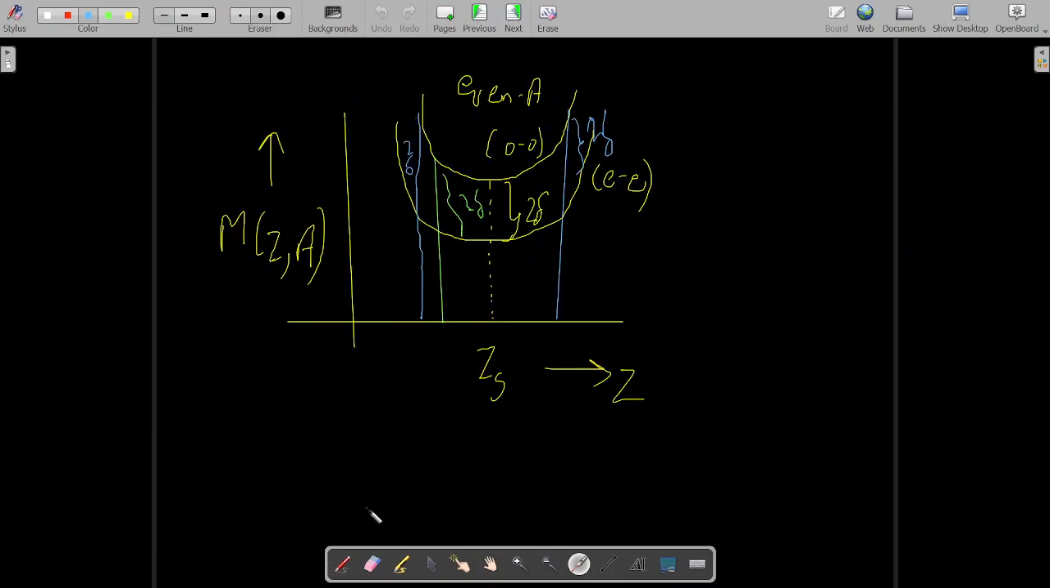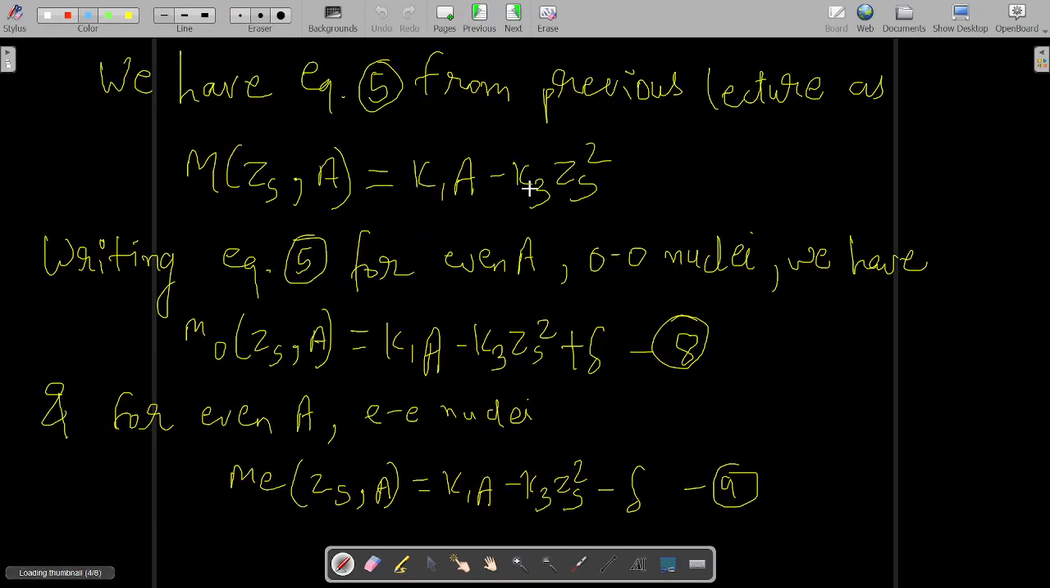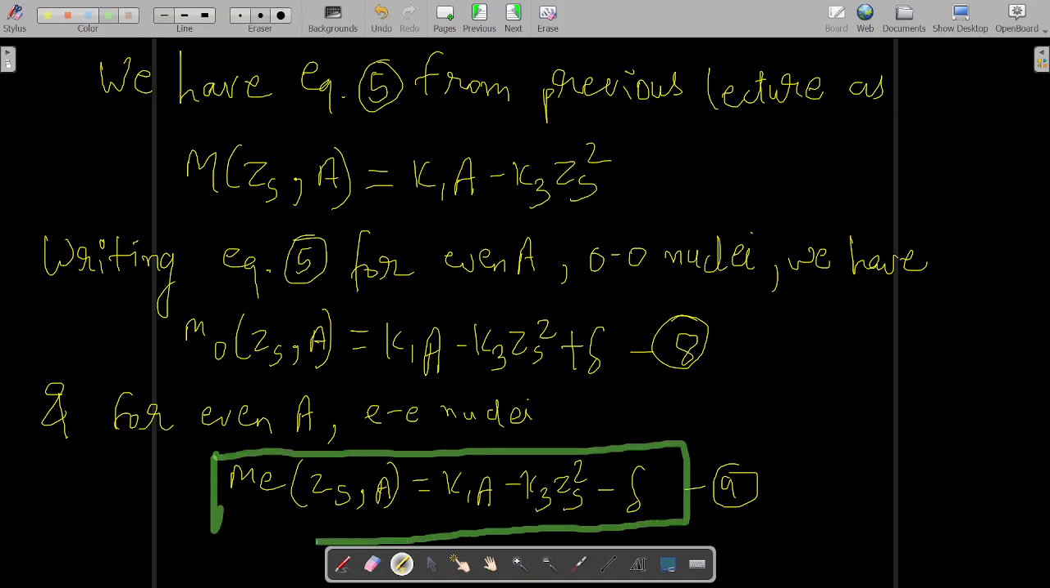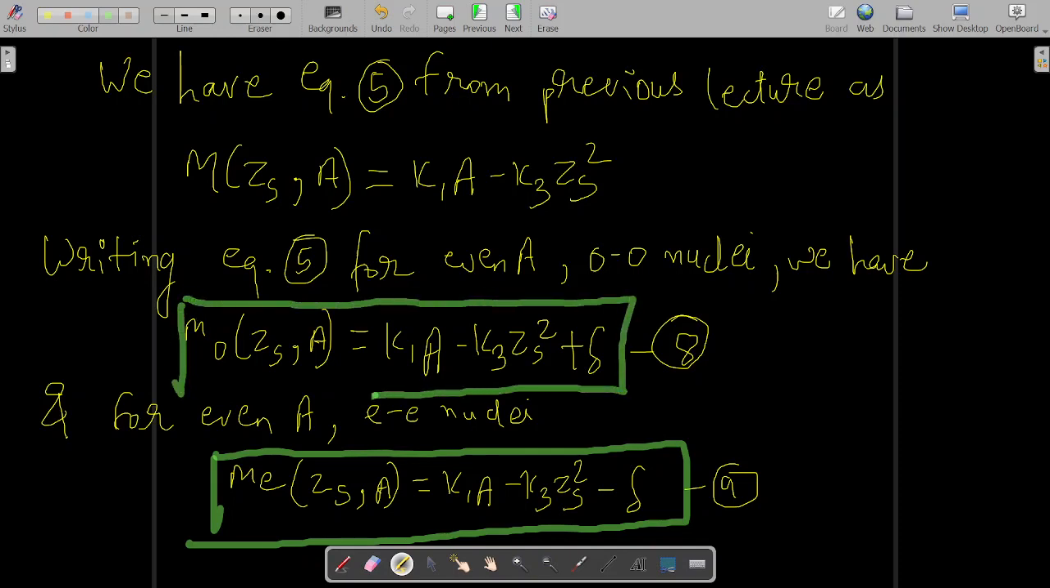So equation 9 has been plotted over here. This is your equation number 9 plotted. Okay, over here equation 9 has been plotted, and over here equation 8 has been plotted on the upside. On the downward side equation 9 has been plotted. Two parabolas we have got, right? And this has been plotted in the upper part.